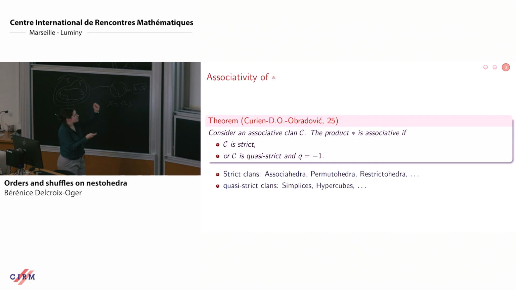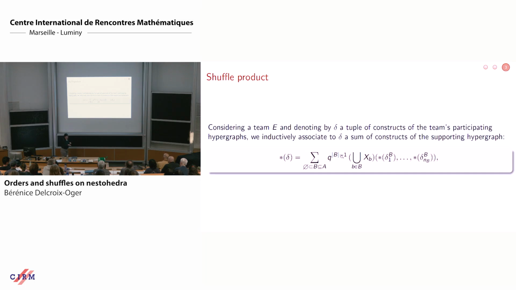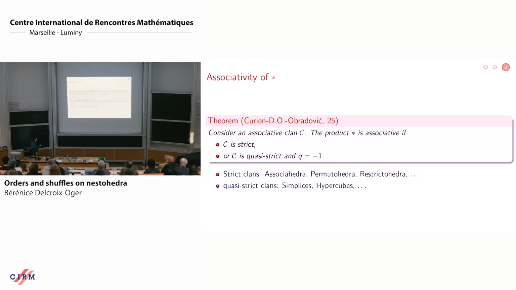In fact, I flashed this slide really quickly. It's here, the Q is here. So this Q can be whatever you want in the strict case. In the quasi-strict case, it must be Q equal to -1.